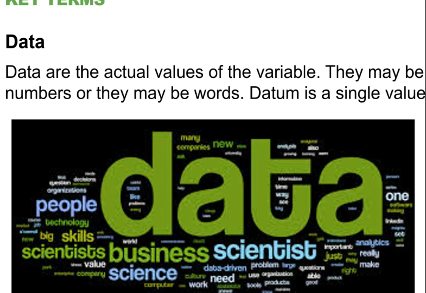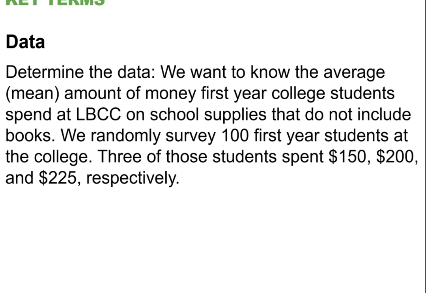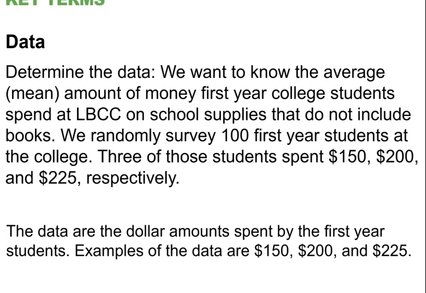Data. Data are the actual values of the variable. They may be a number or they may be words. It could be I earned 90 points in math or I am independent. Datum is a singular value of data. So let's determine our data. What was our data from the same example about the LBCC school supplies? We have 3 data points, 150, 200, and 225. And those are all numerical data values.